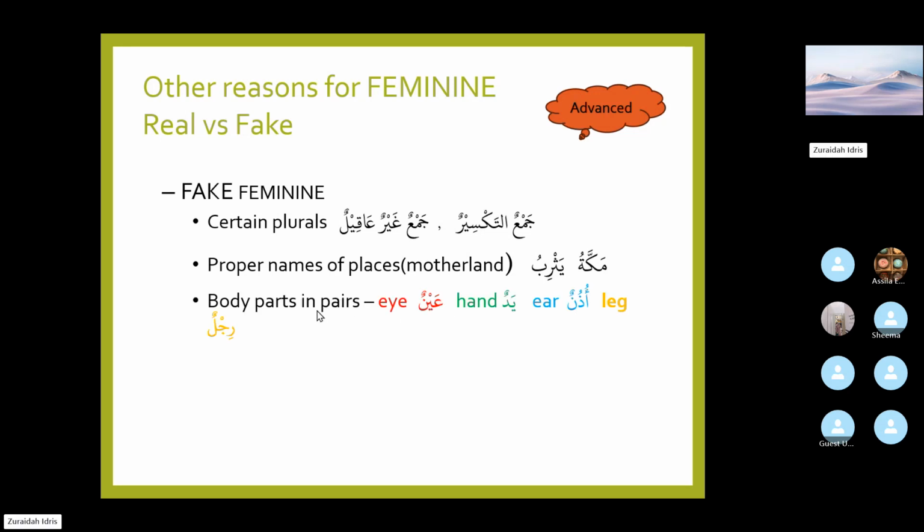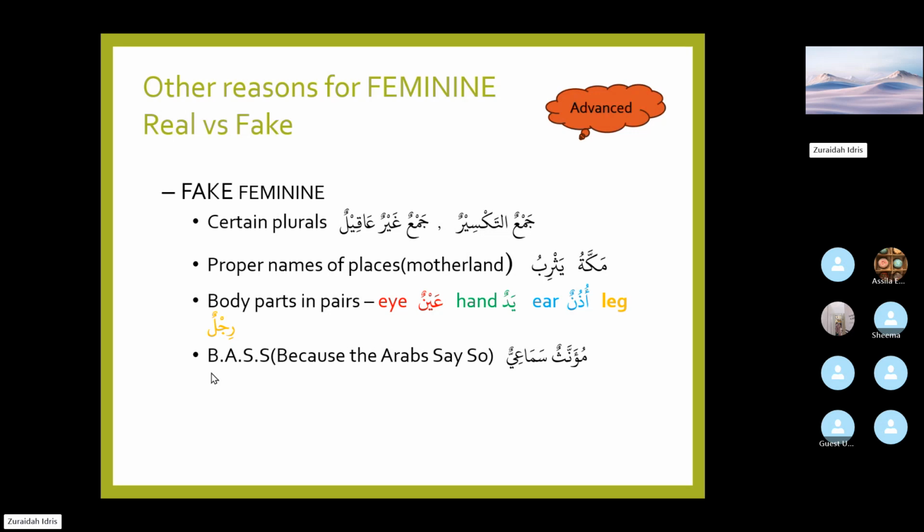Then body parts in pairs, like your eyes. You have 2 eyes, 2 hands, 2 ears, 2 legs, right? These are treated as feminine. Usually the ones that are single, like your head, for example, there's only one head. That one is treated as masculine.